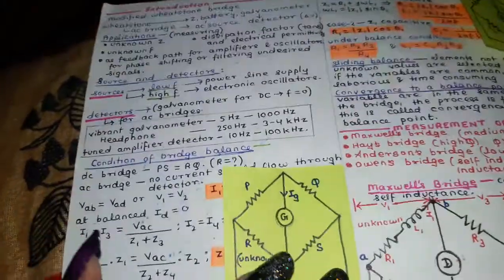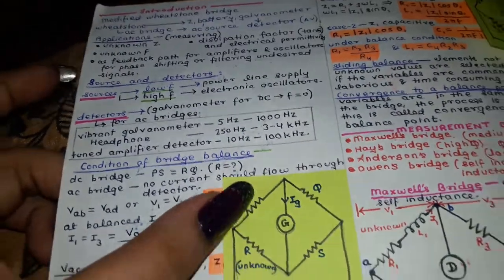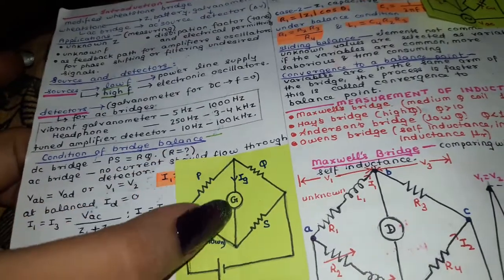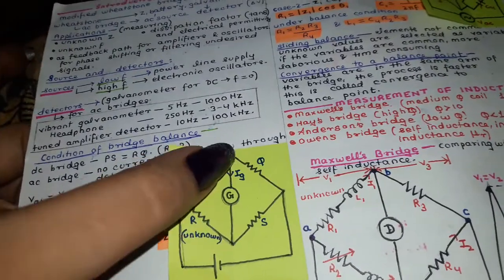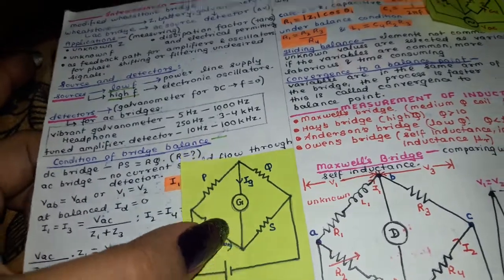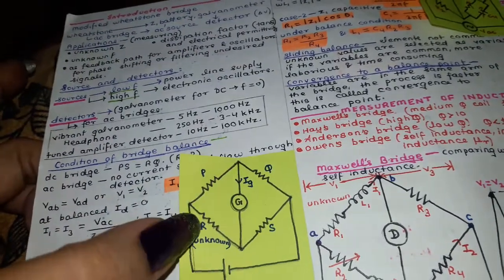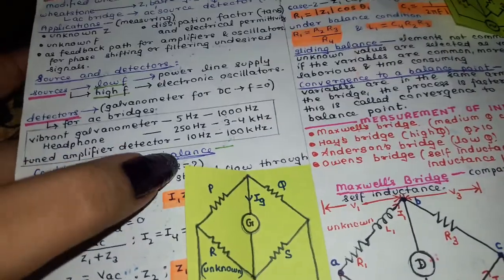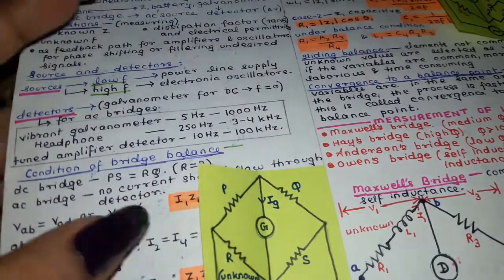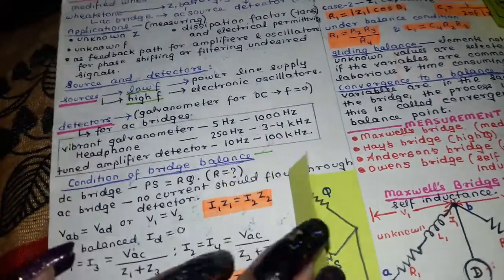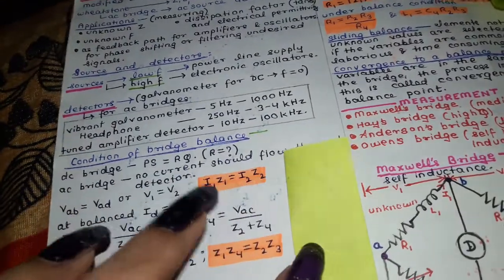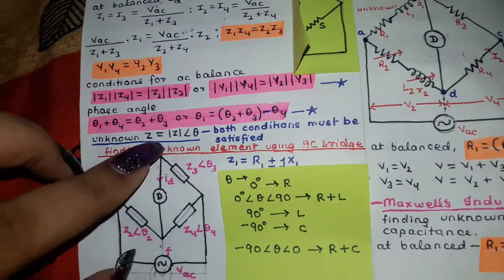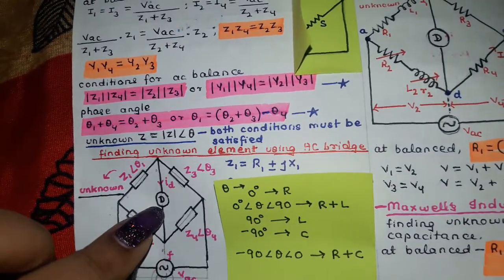Now we are talking about the condition of bridge balance. This is your old Wheatstone bridge, this is your DC supply, and this is your galvanometer. Under balanced condition, no current passes through this galvanometer, and this method was pretty effective in finding the unknown resistance. This was your condition, PS equals RQ, for finding the unknown resistance. Now, in an AC bridge as well, there should be no current flowing through the detector. This is your AC bridge.